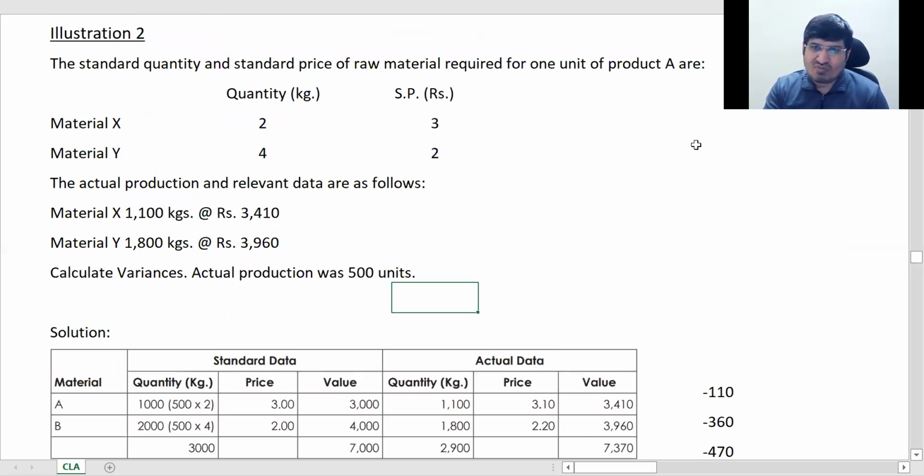Himanshu, so here what we are computing is cost variance. Okay, so we are not thinking about the selling price.